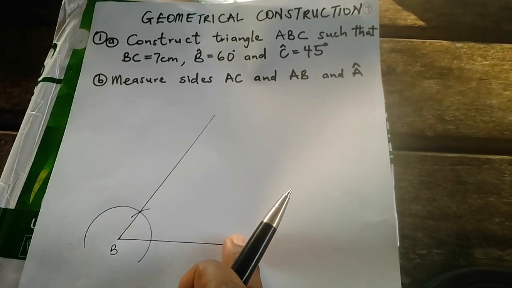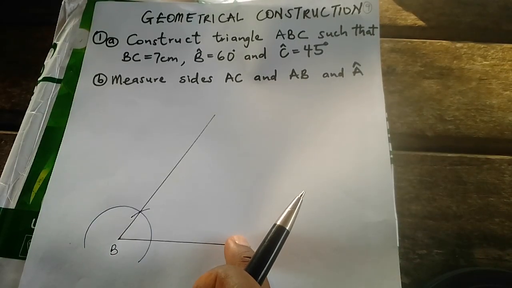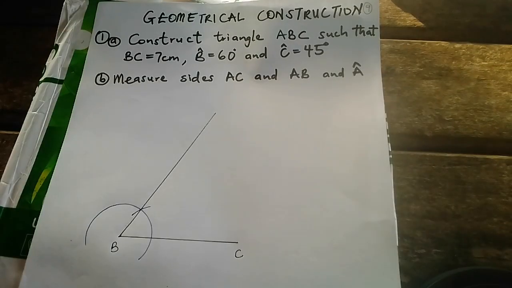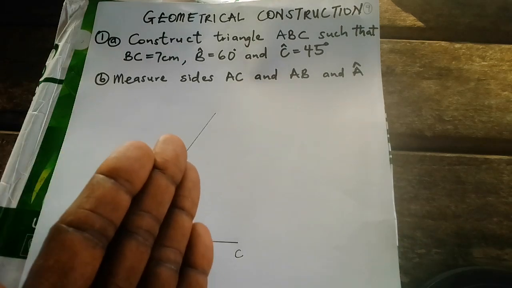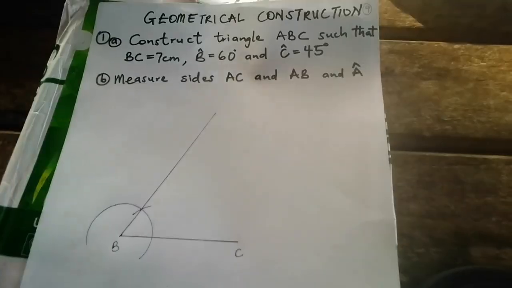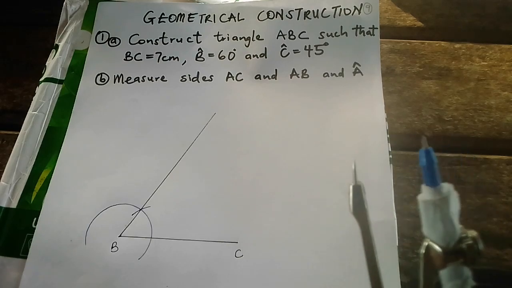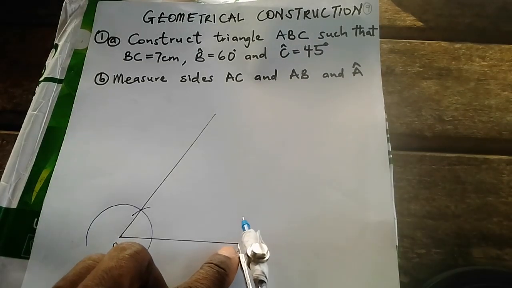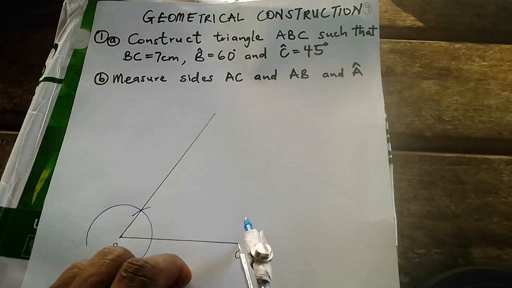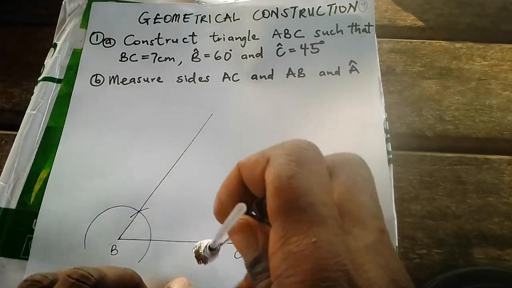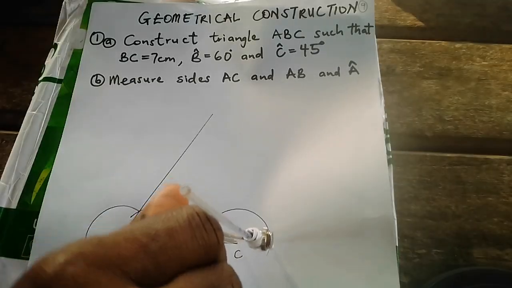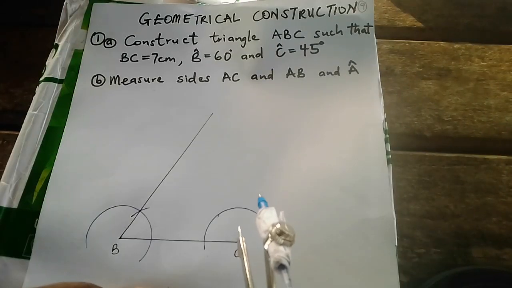On this other side also, I'm going to construct angle 45 degrees. To construct angle 45, my angle 45 should face this side of the line because it's going to be a triangle. So I'm going to place the pin of my compass at the end of the line here to draw a semicircle, without extending it.